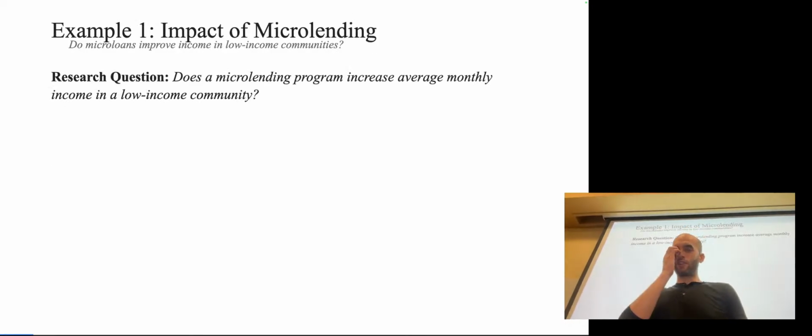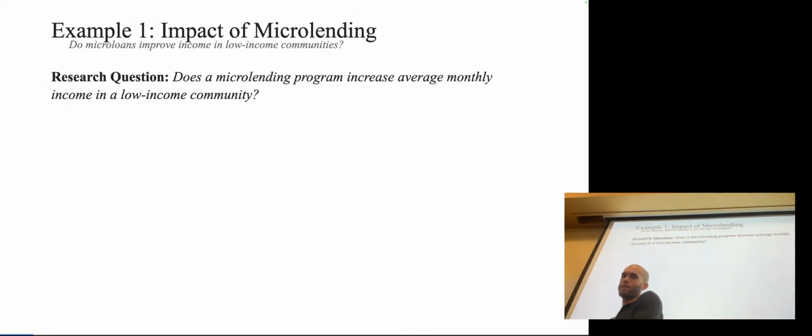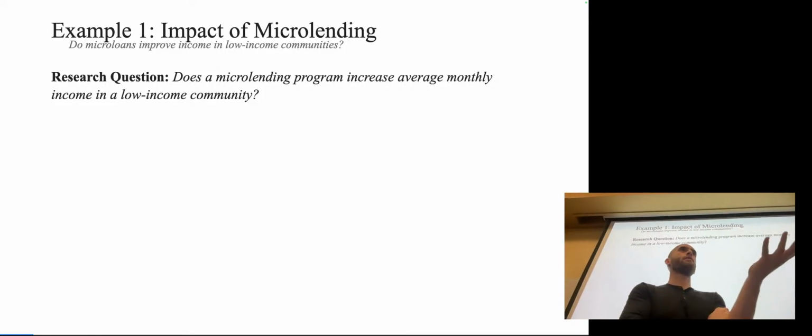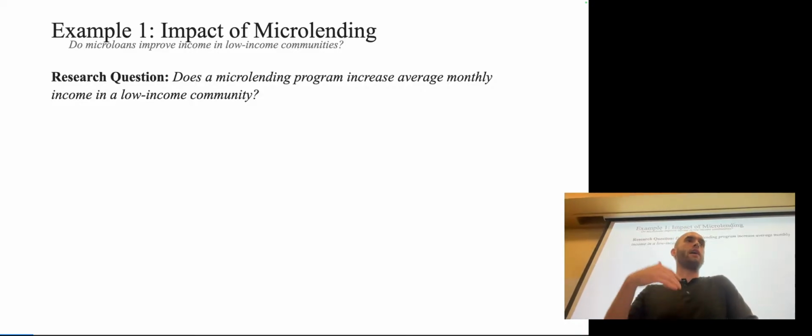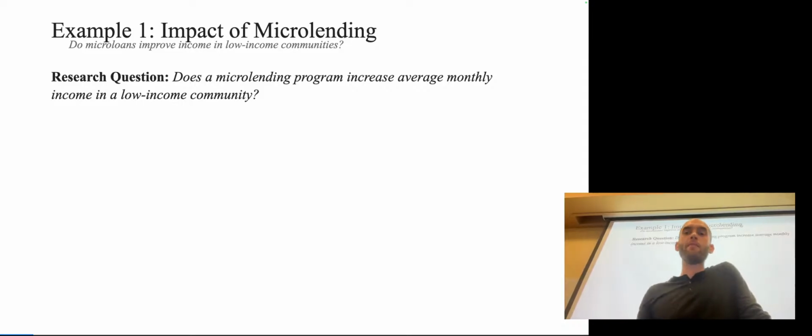So the first example is about a research question involving microlending. So you give out small loans in developing contexts with the hope of increasing flexibility with investment and opportunity, which the aim is usually to increase monthly income or some measure of well-being in some way.